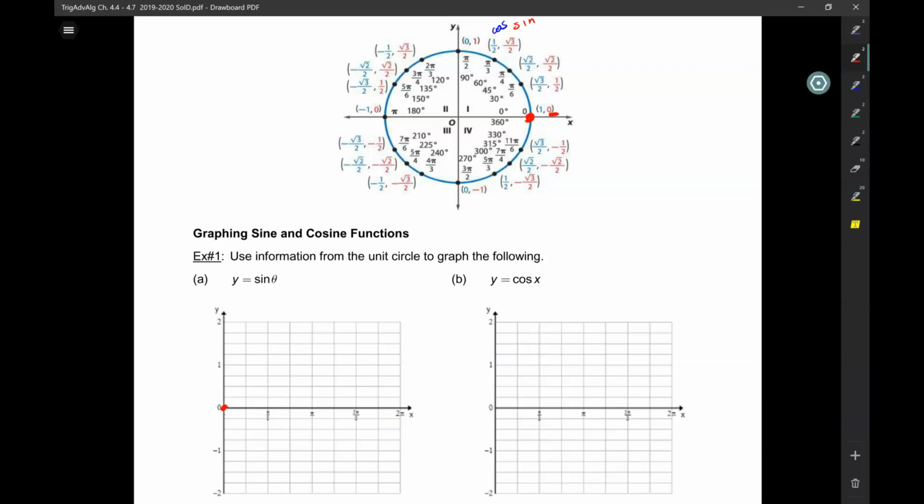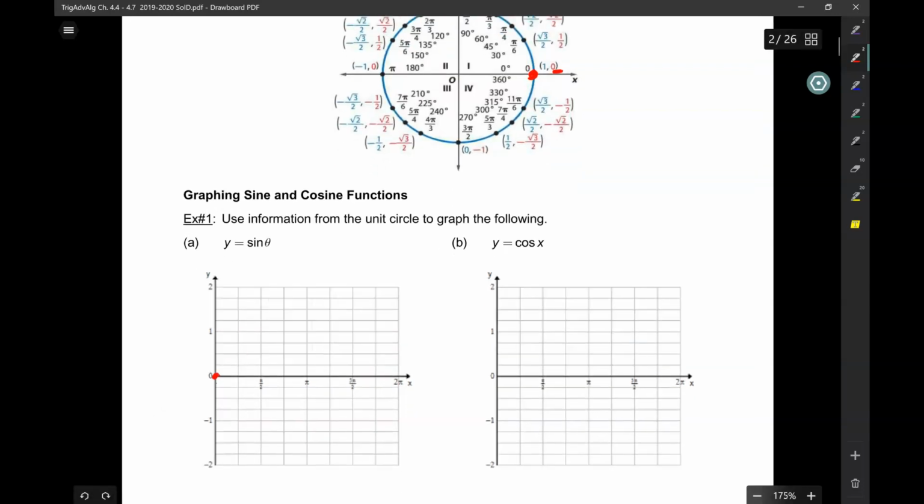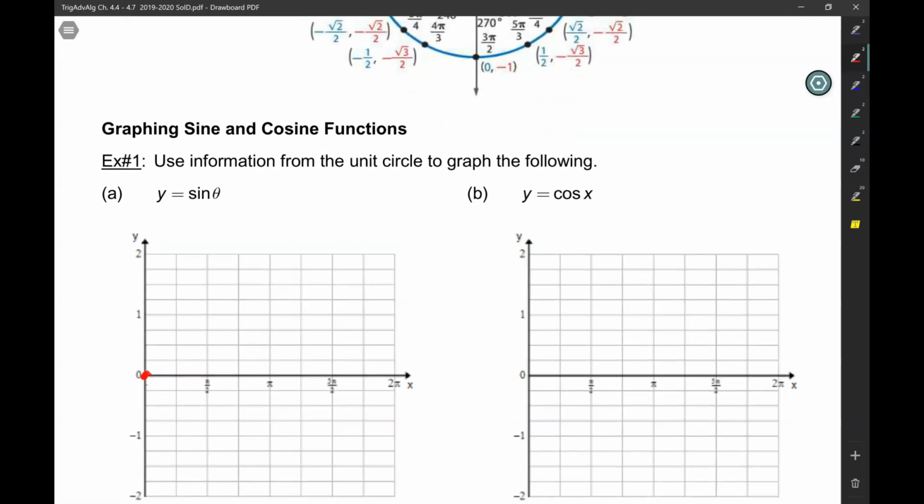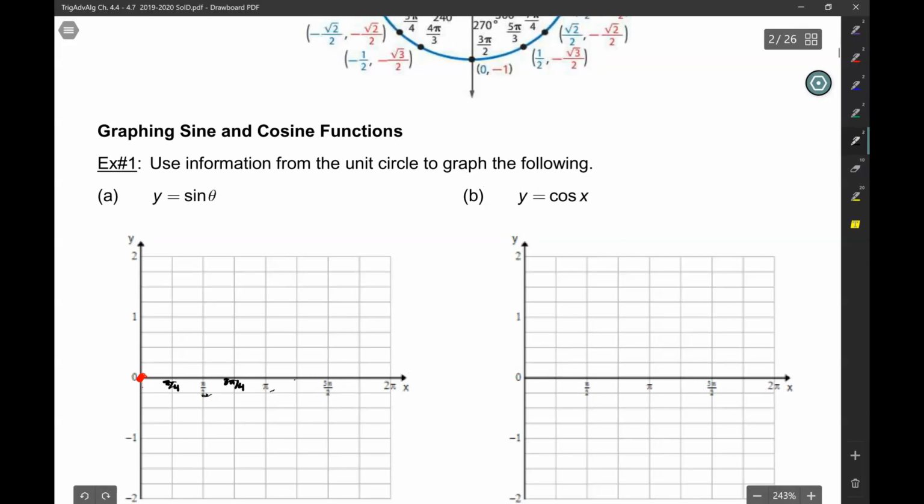Now, let me make this a little bit bigger. Look at this x-axis here. If I have pi over 2, this one, how much is this? Pi over 4. And then I have pi over 2. And then here I have 3 pi over 4. And after the pi, I have 5 pi over 4. And then 7 pi over 4.